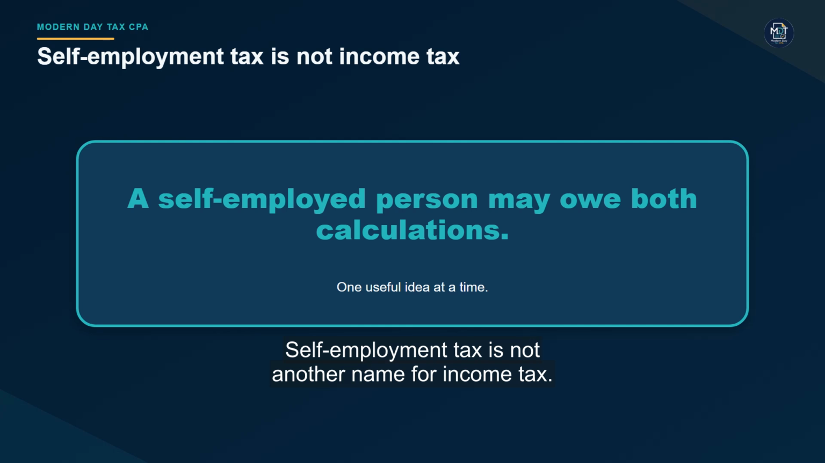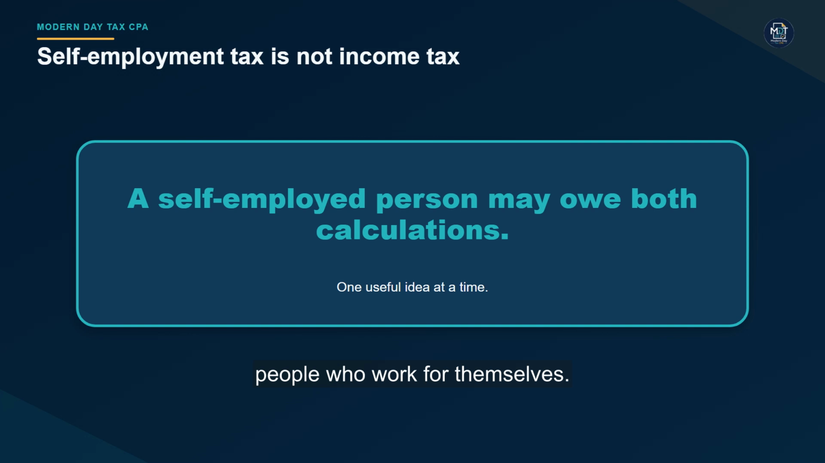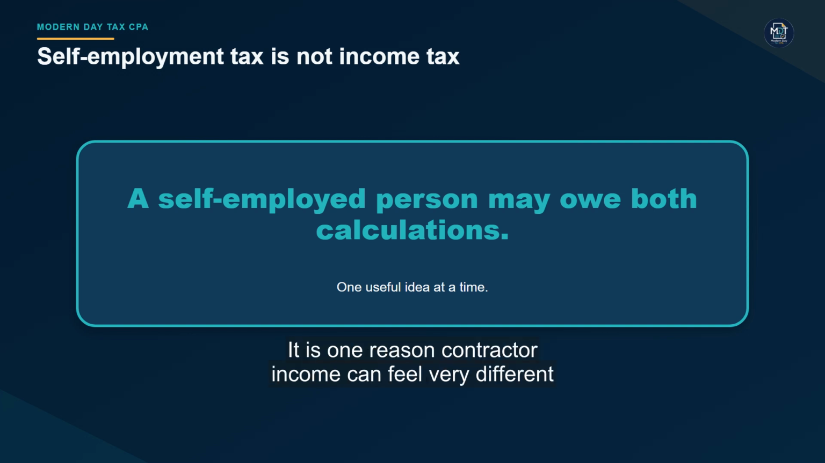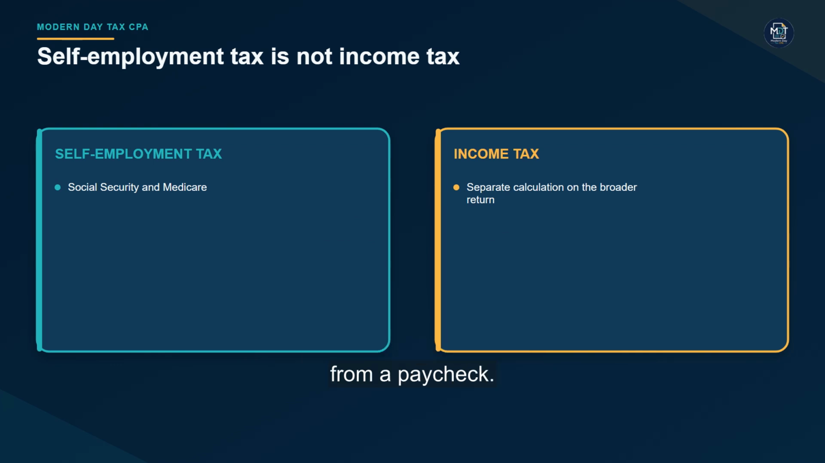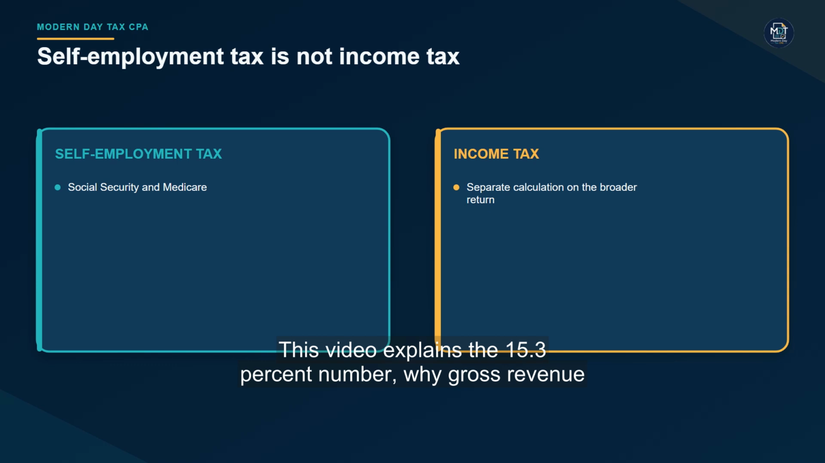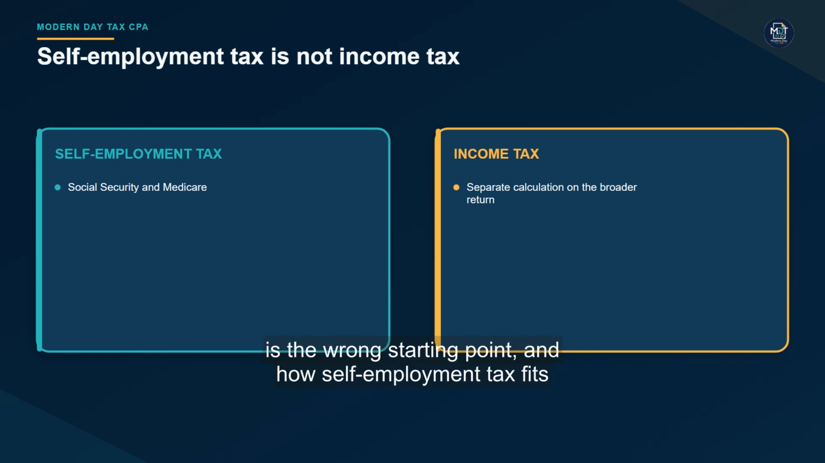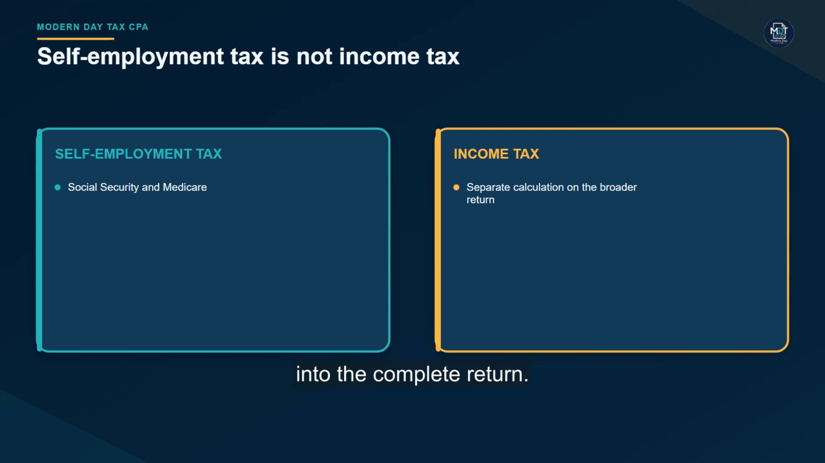Self-employment tax is not just another name for income tax. It generally refers to Social Security and Medicare taxes for people who work for themselves. It is one reason contractor income can feel very different from a paycheck. This video explains the 15.3% number, why gross revenue is the wrong starting point, and how self-employment tax fits into the complete return.